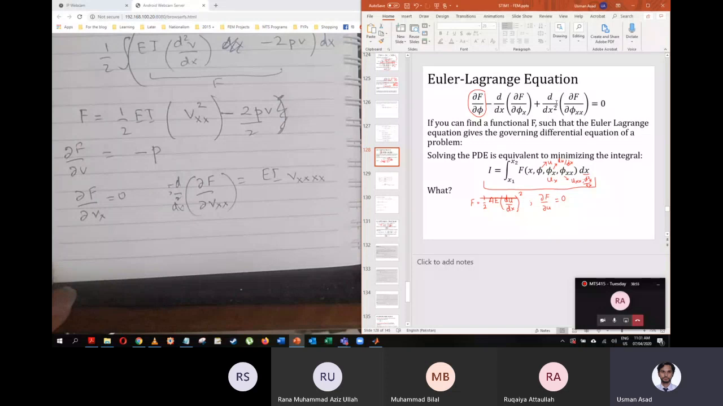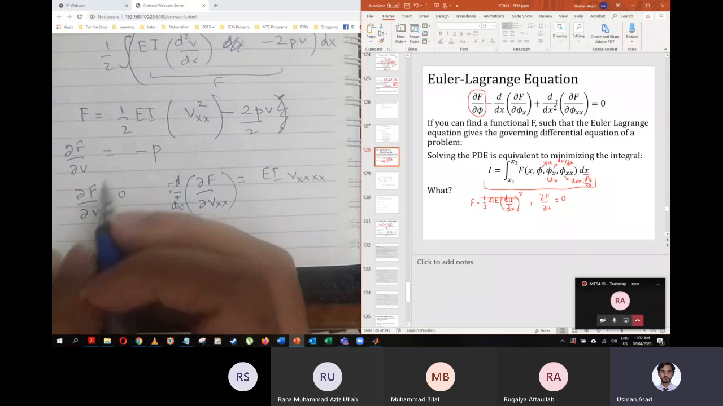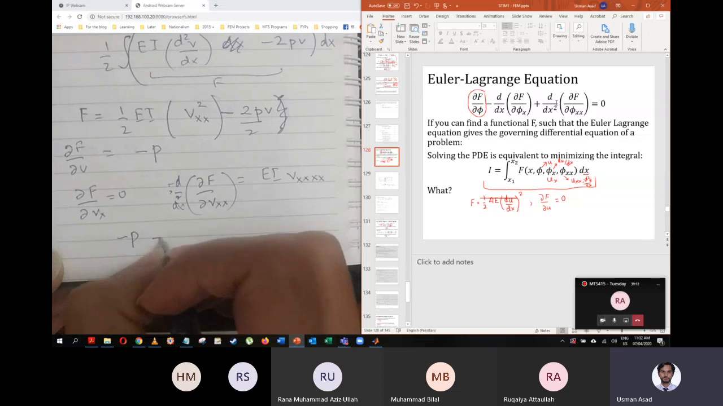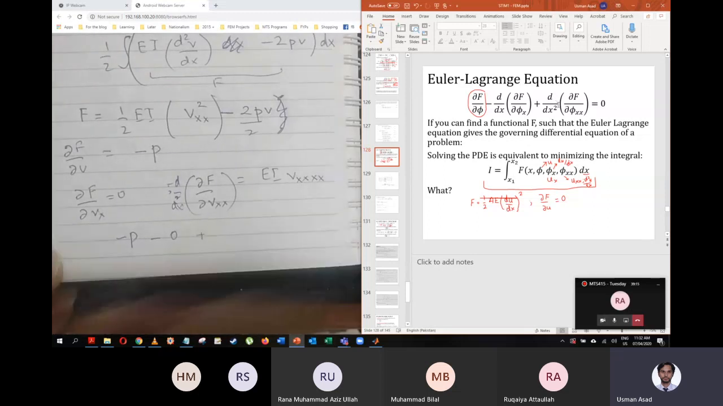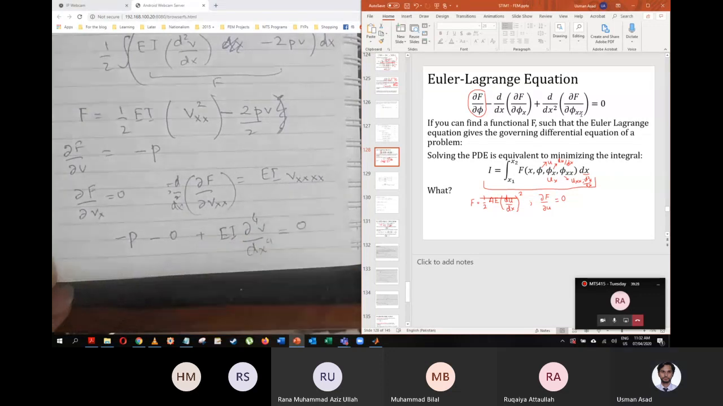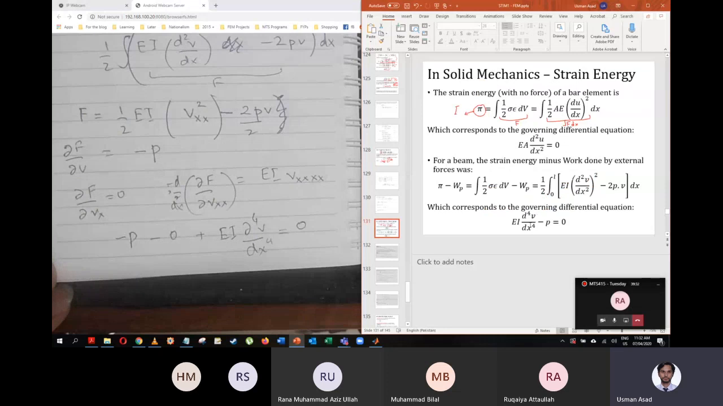Okay, so overall my Euler Lagrange equation becomes this: the first term, partial f by partial phi, becomes minus p. The second term, minus d by dx of partial f by partial phi x, becomes minus 0, and this third term, d by dx square of partial f by partial vxx, becomes ei times the fourth derivative of v with respect to x. And this is actually our governing differential equation for a beam.